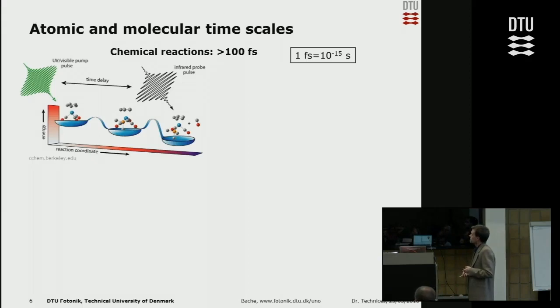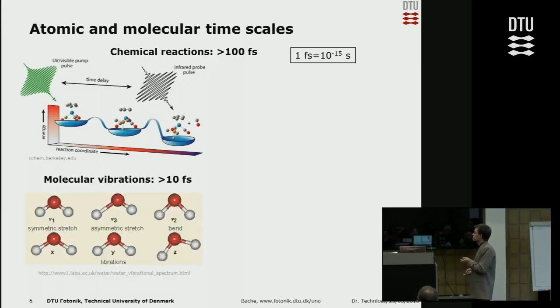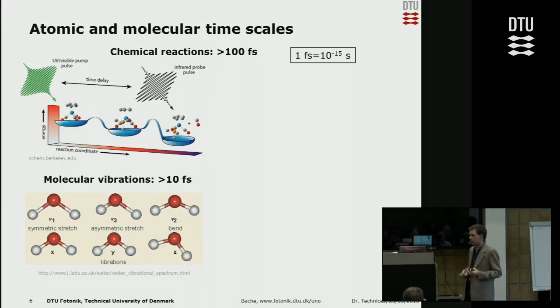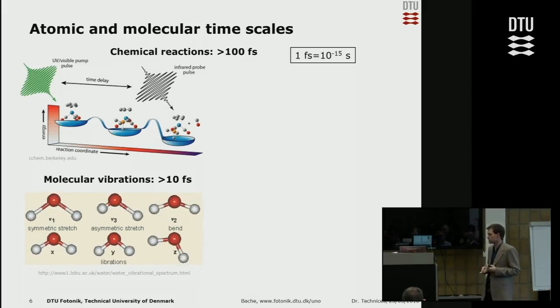If you go to even faster timescales, then you have molecular vibrations. They have a typical timescale of around 10 femtoseconds and above. So if you want to resolve these molecular vibrations, if you want to excite and probe them and get the temporal resolution, you should have a very short laser pulse on the order of 10 to 50 femtoseconds. And then these molecular vibrations, different modes, have different vibrational frequencies that you can then study.